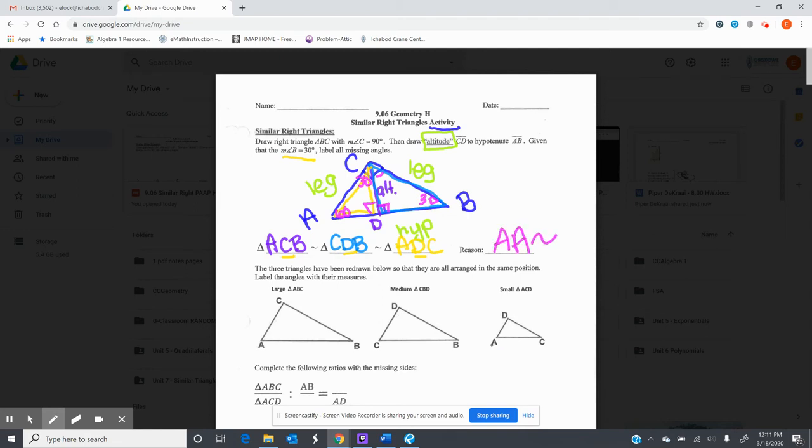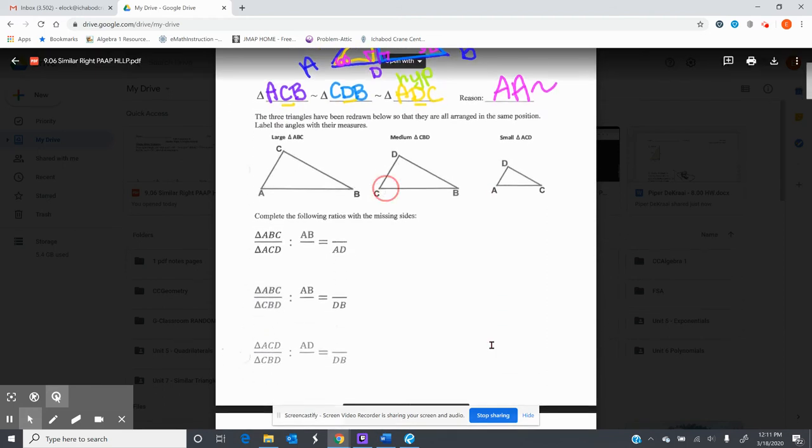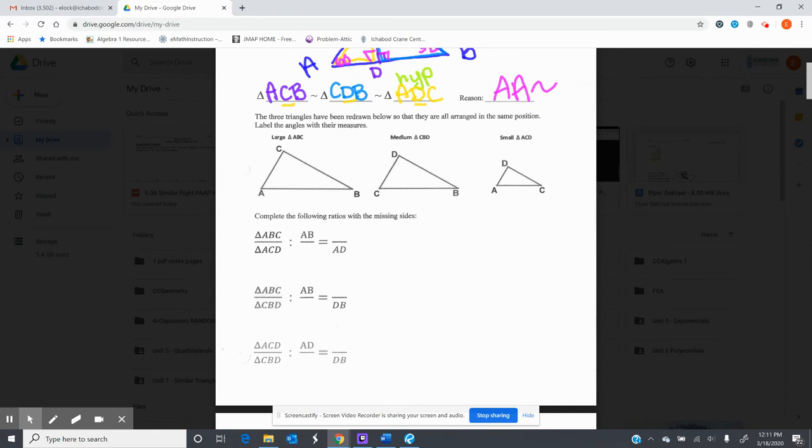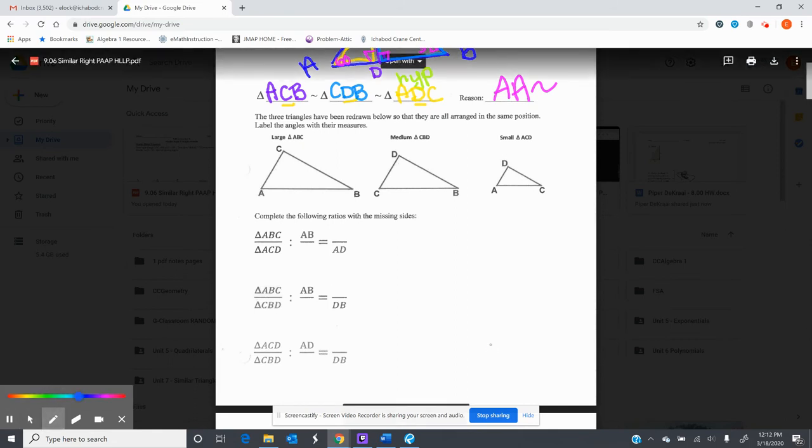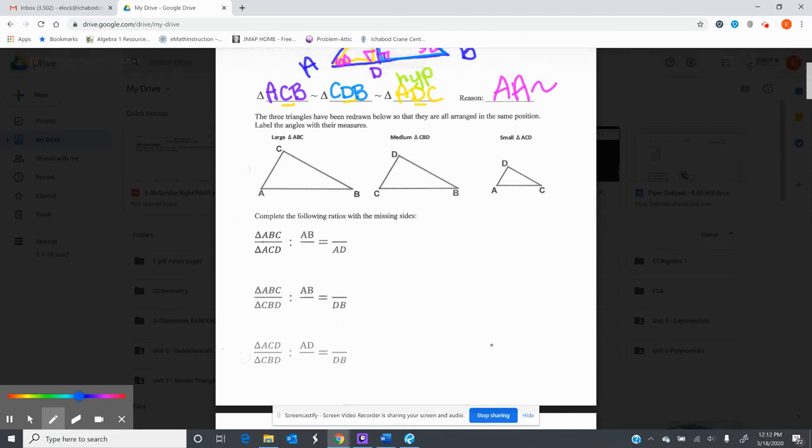When we do draw that altitude in, we create three right triangles, and we have them drawn down here below. We have the large triangle, the medium triangle, and the small triangle, and we're going to find some patterns with the proportions we can set out based on their sides. So in triangle ABC, being our large one, and triangle ACD, the small one, we can set up a proportion.